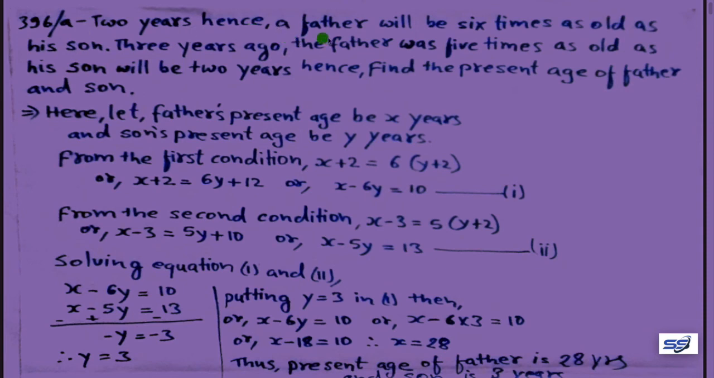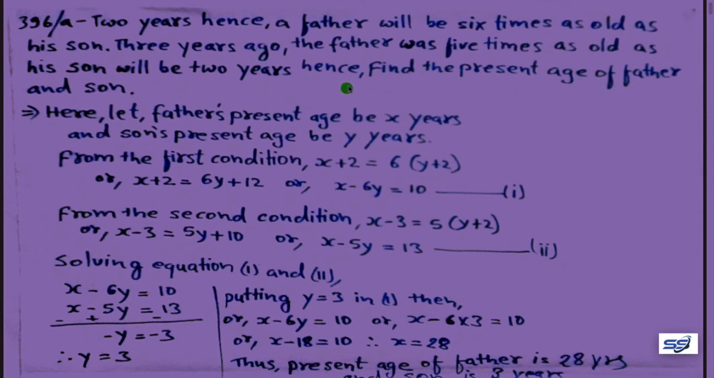Two years hence, a father will be 6 times as old as his son. Three years ago, father was 5 times as old as his son. Find the present age of father and son. Here it is given in the question that the father will be 6 times as old as his son, or the son's age will be 1/6 of the father's age.